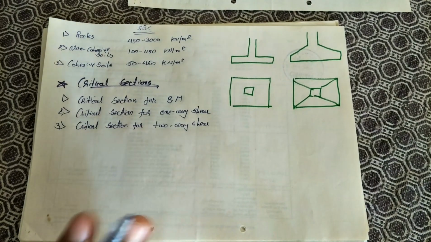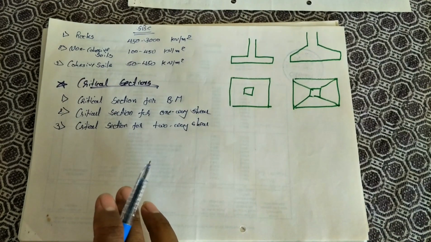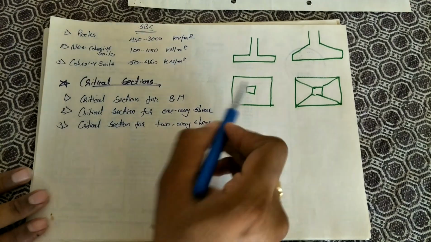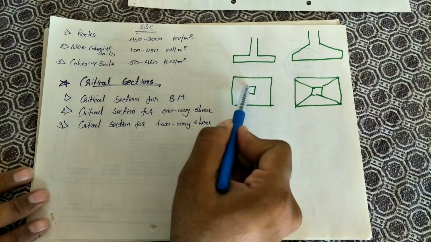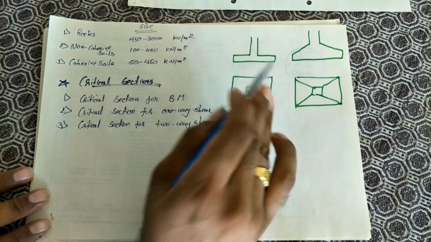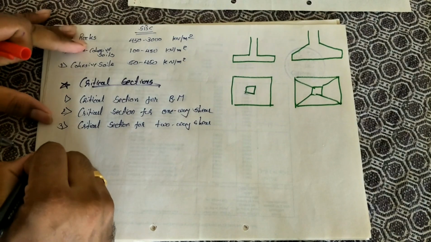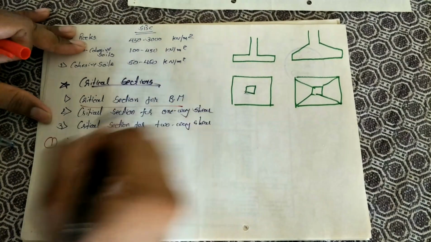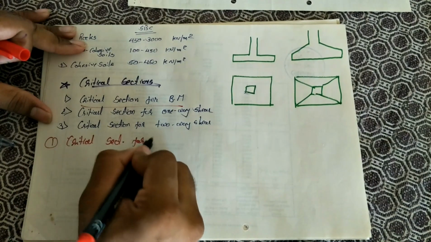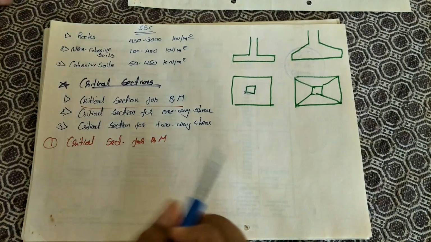Okay, so if the footing depth is very small, then the column may punch through the footing. If your depth is very small, there are chances that the column is punched into your footing. So first we'll take this case, critical sections for bending moment.